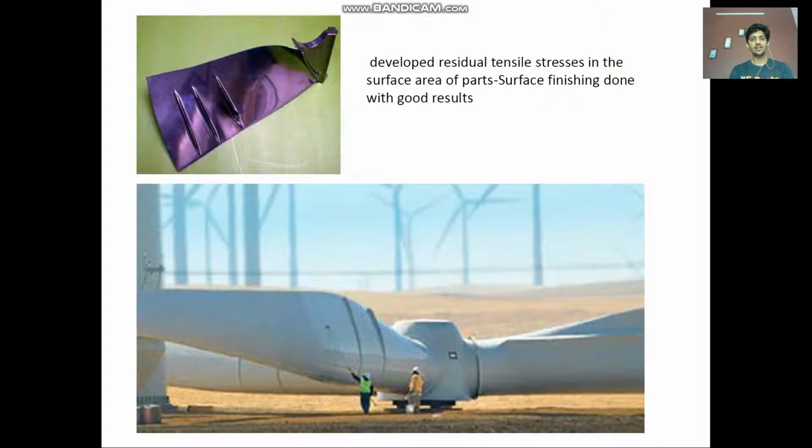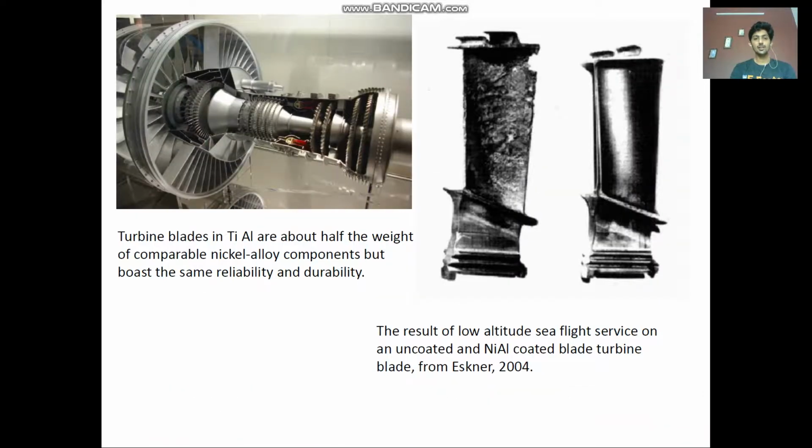There are different examples given here. Let us try to understand this one, a turbine blade, in which the blade they have considered is uncoated nickel aluminide. If it is uncoated, then the life goes down. If you look at the image on the right side, the life of the blade has reduced and it cannot be used further, which means the performance is reduced, and meanwhile the life is also reduced.